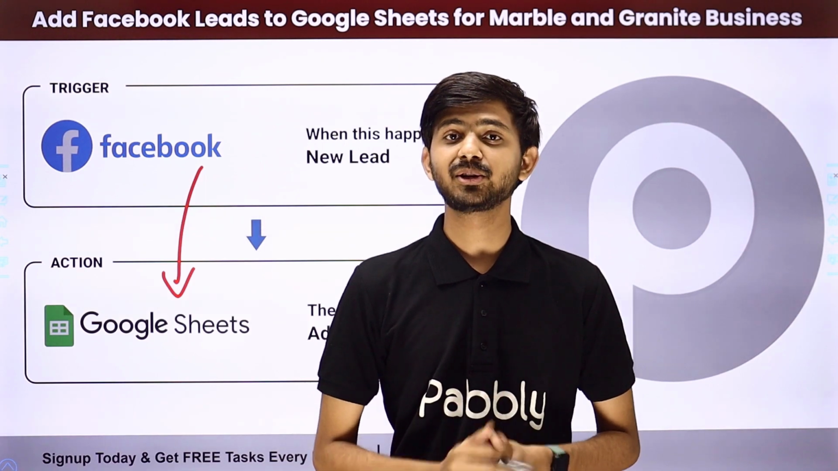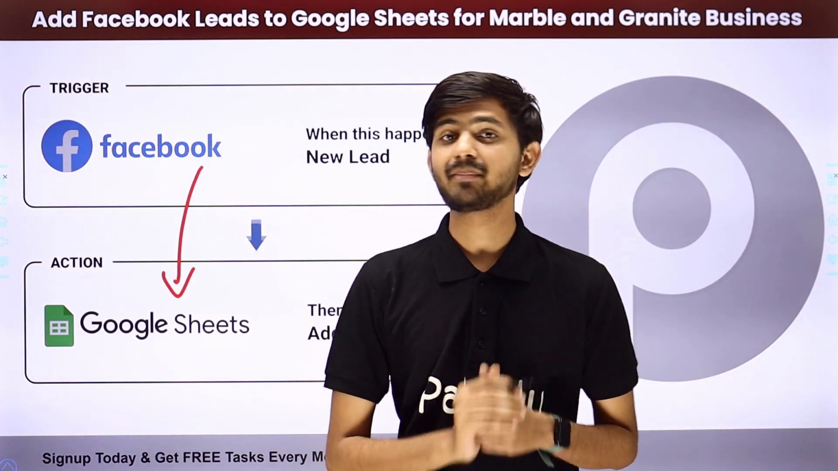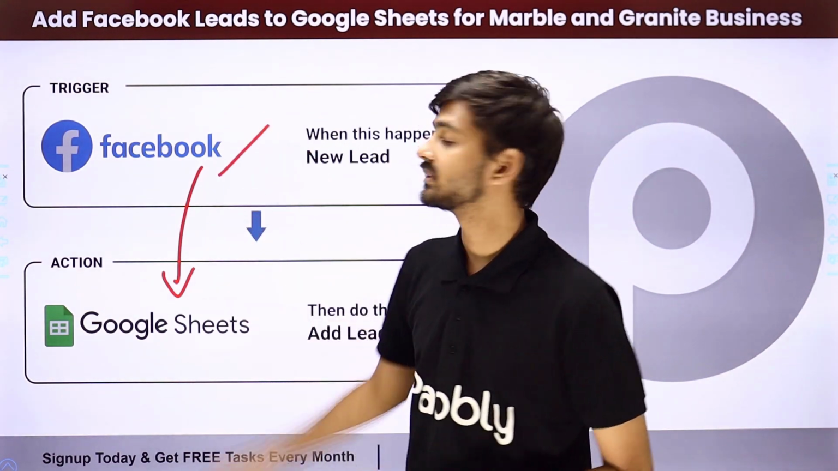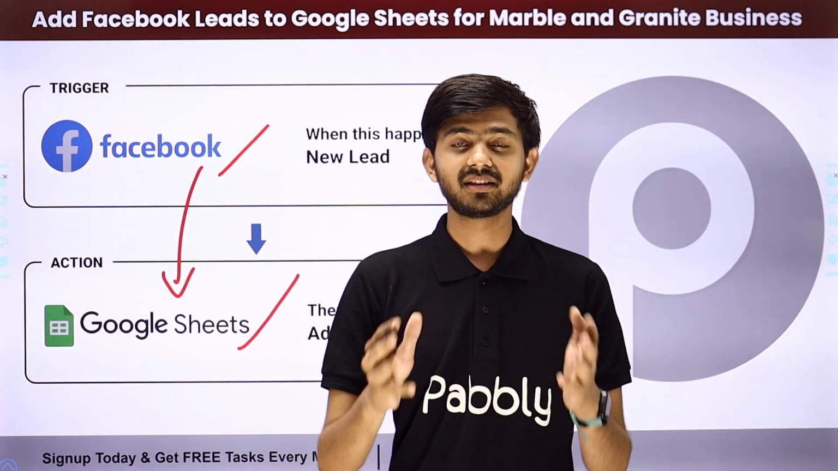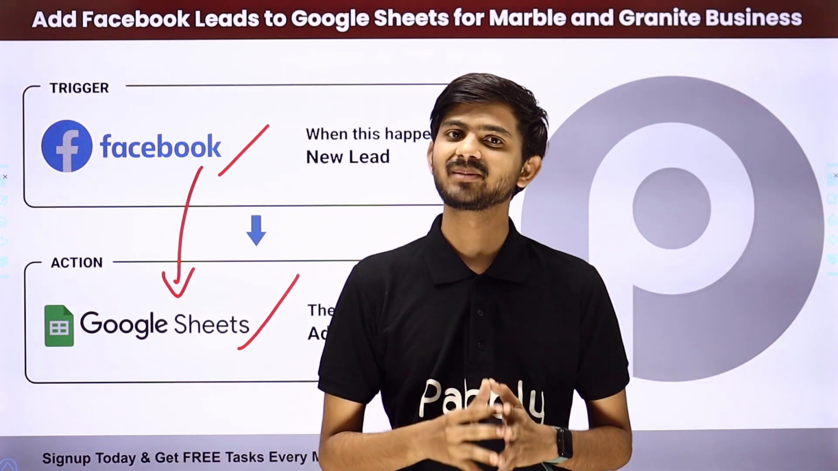In Pabbly Connect, I'm going to use trigger and action. In trigger application, I'm going to use Facebook lead ads. In action application, I'm going to use Google Sheets. So how am I going to create this integration? For that, let me take you to my computer screen.